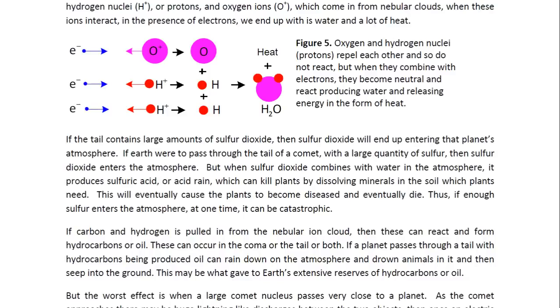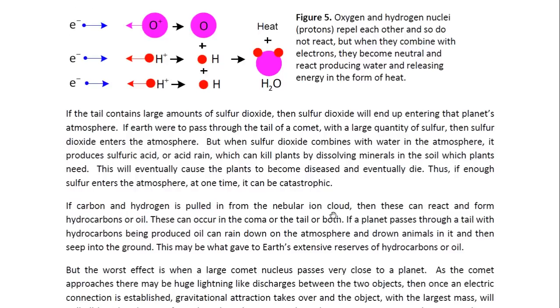So this could be a big problem for our planet, and if a large amount of sulfur dioxide enters, it could be catastrophic. Then if carbon and hydrogen are pulled in from the nebula ion cloud, these would react to form hydrocarbons, or in other words, oil, because that's what they're made out of, carbon and hydrogen. And they would form in a similar way. All of these can occur in the coma or the tail.